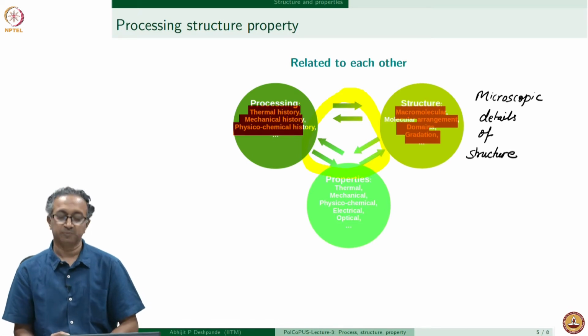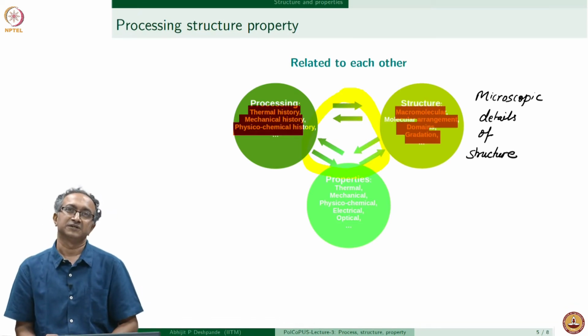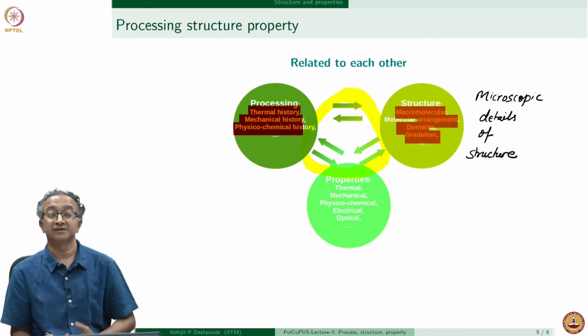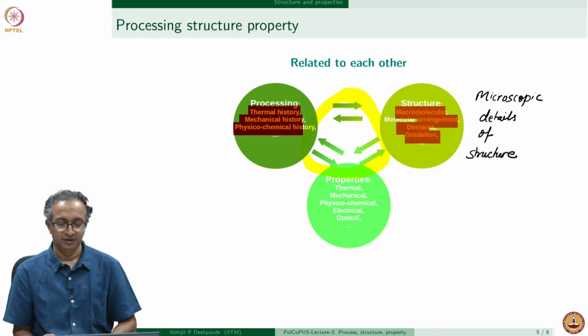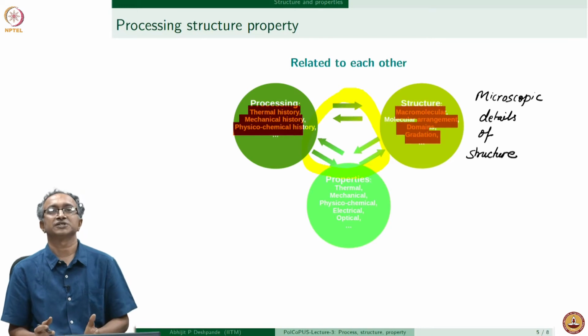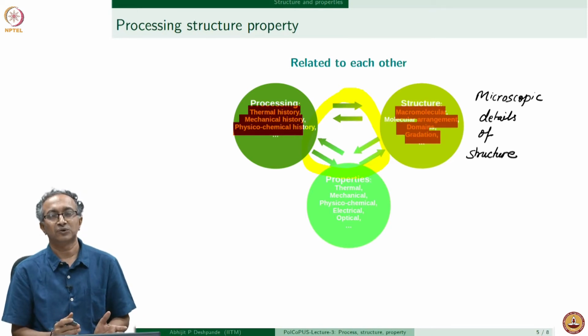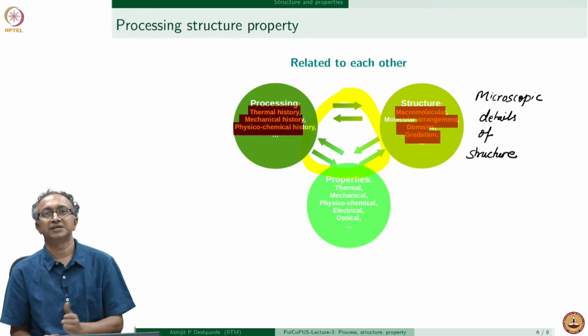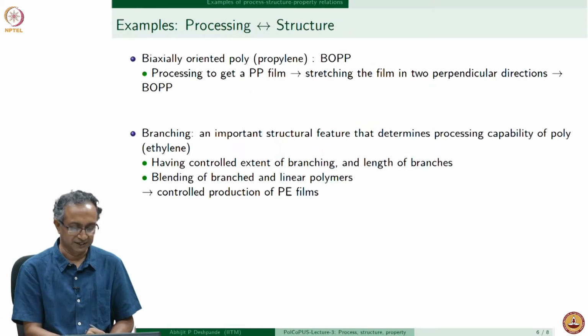And when we think of properties, of course, we think of all different properties: thermal conductivity, mechanical modulus of the material, conductivity, refractive index, and so on. So now, in the beginning, we looked at what is meant by process structure properties. Now we will close this lecture by looking at a few examples of each of these as to how processing, structure, and property are related in case of polymeric materials.